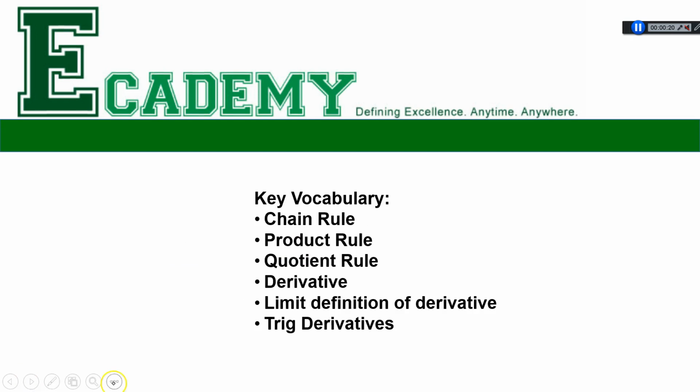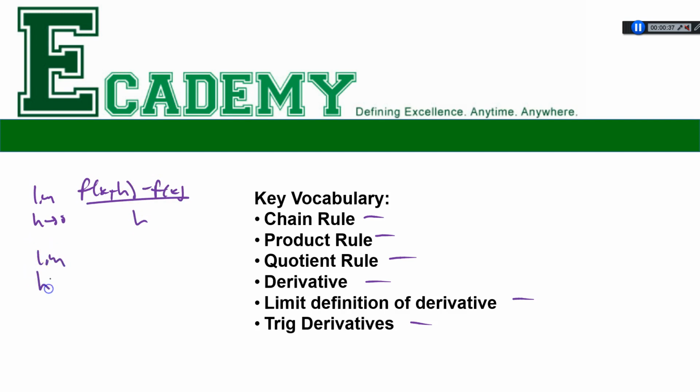So some things that we've been talking about: chain, product, quotient rule, derivative, limit definition of derivative is going to come back a little bit, and then trig derivatives. So limit definition of derivative, there are two of them, remember. Limit as h approaches 0, f of x plus h minus f of x divided by h, and also the limit as x approaches a, or a approaches x, either way, of f of x minus f of a over x minus a. Now you'll see why that's going to come into play, I think, pretty quickly here.